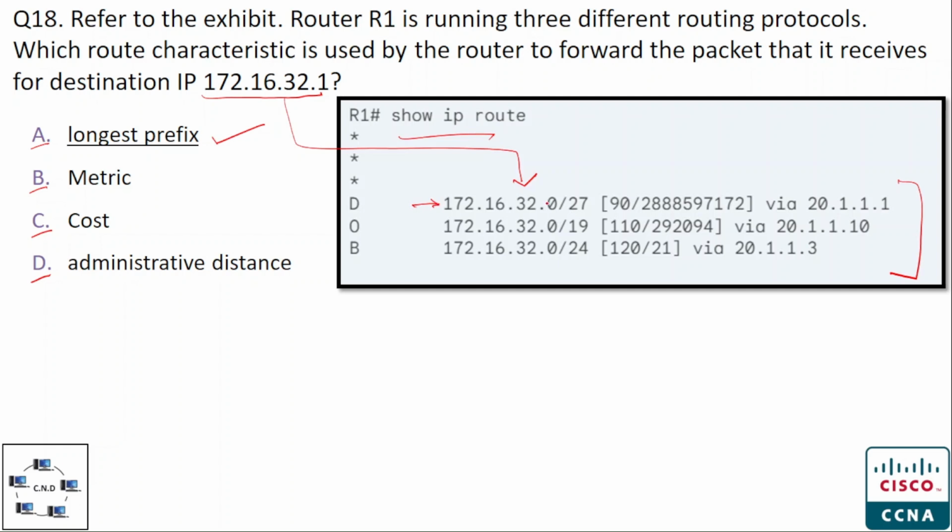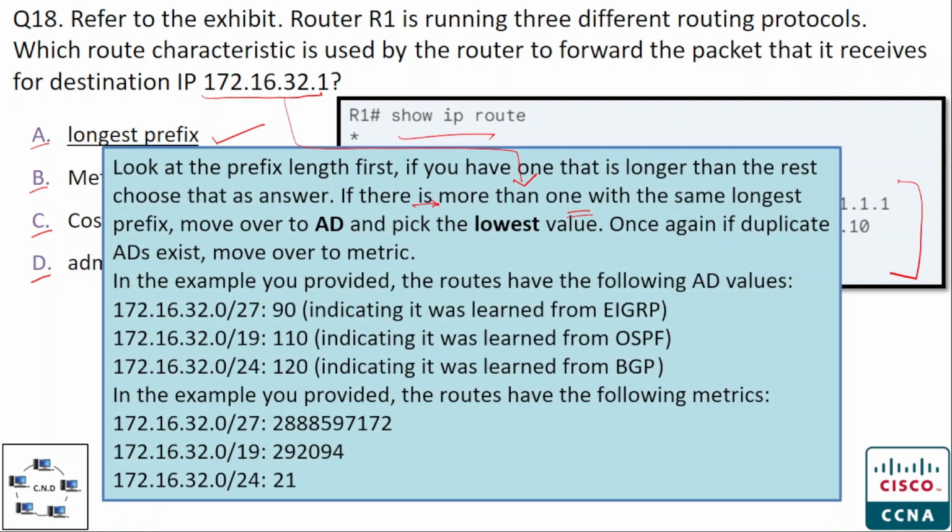Since this route has the longest prefix, that's why this route will be selected. Let me get to the explanation and explain this concept further. This is very important. You may expect multiple questions on route selection in your exam, so please pay close attention.